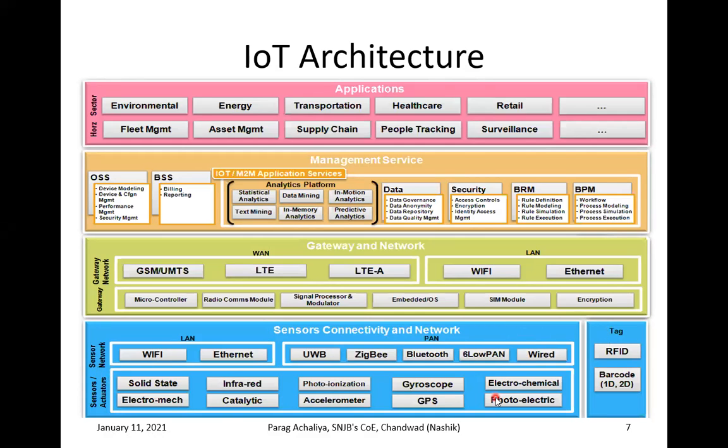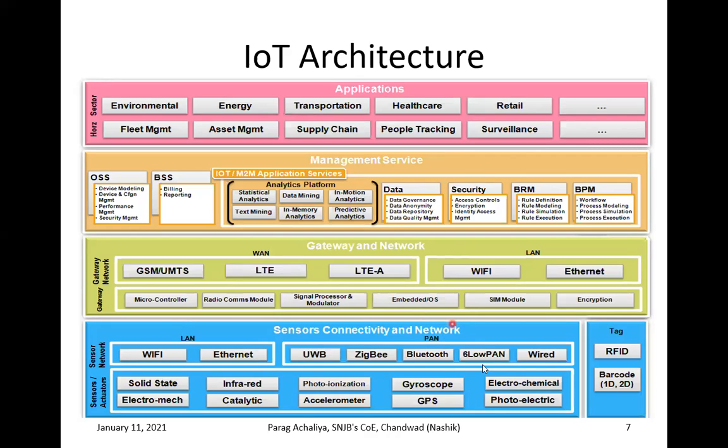It is for your sensors' connectivity, and the connectivity can be done with the help of various networks. So what exactly? There are two types of networks. Number one, it can be either your LAN or it can be your PAN. If you consider LAN, it will be either wireless or wired. And if you consider the PAN network, there are different things like Zigbee, Bluetooth.